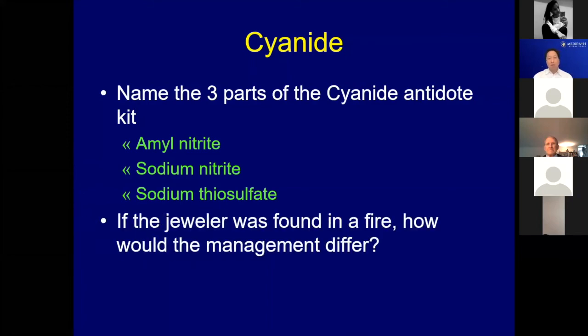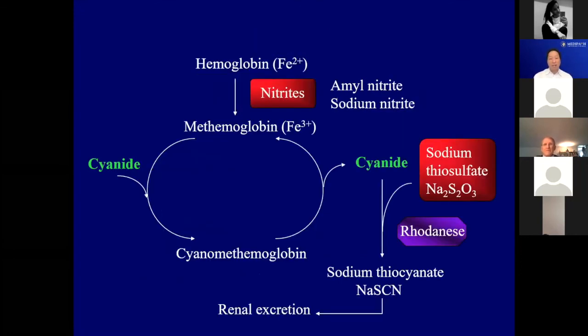So if the jeweler was found in a fire, how would the management be different? This is probably more esoteric. You only give the thiosulfate because if they have concomitant carbon monoxide poisoning, if you induce the methemoglobinemia, you actually decrease their oxygen capacity even more. They develop more hypoxia. In that case, you just do the thiosulfate only. A lot of people think that for the cyanide kit, the sodium thiosulfate is probably the most important of the 3 antidotes.